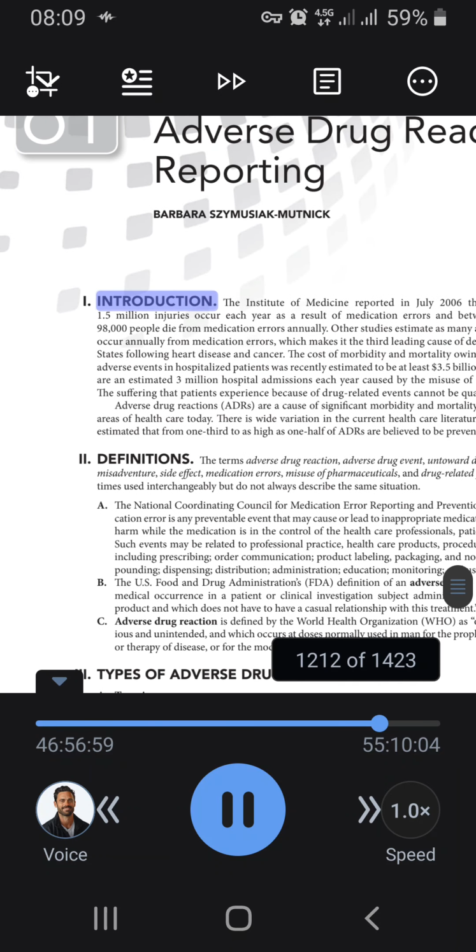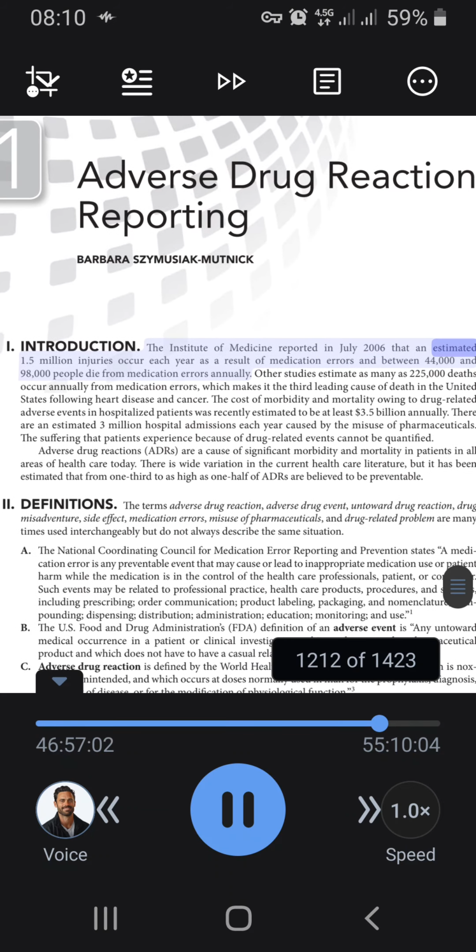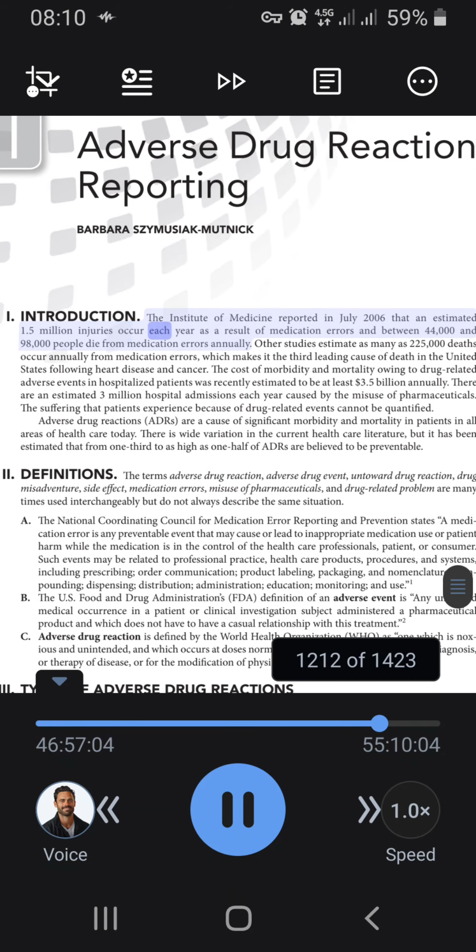Introduction. The Institute of Medicine reported in July 2006 that an estimated 1.5 million injuries occur each year as a result of medication errors, and between 44,000 and 98,000 people die from medication errors annually.